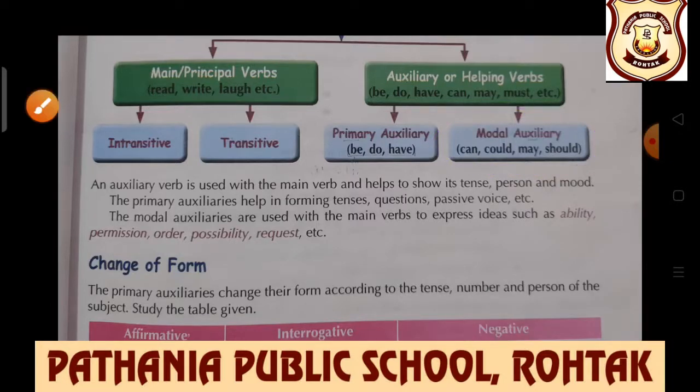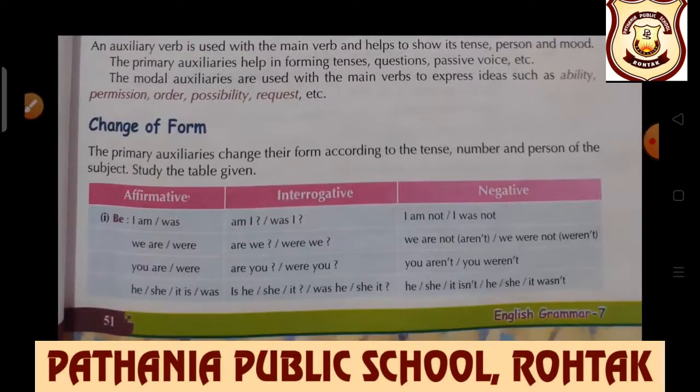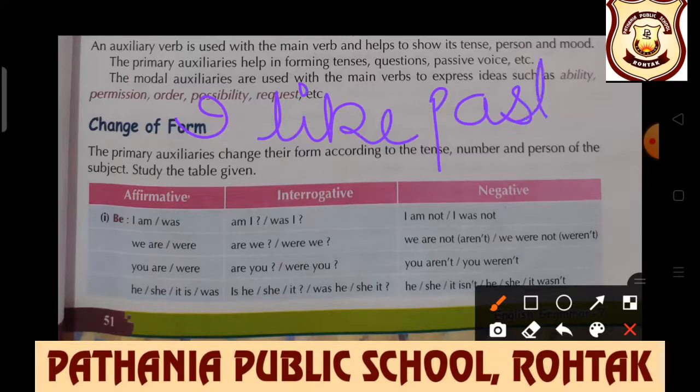How can we change the form? Change of form. Of course, students, we all know. Suppose a sentence is there like, I like pasta. It is an affirmative sentence. If I want to make this sentence negative, what would I write? I don't like pasta.